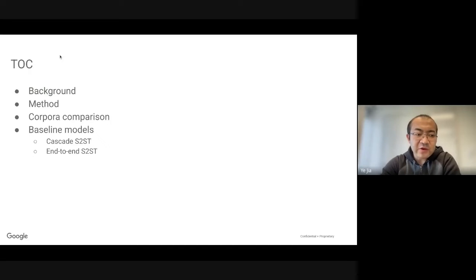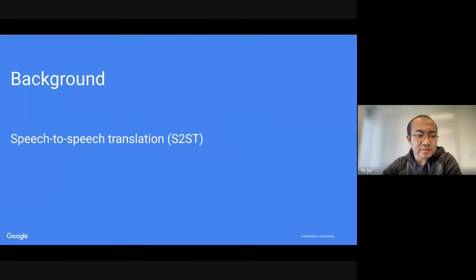So I'm going to talk about the background on speech-to-speech translation, then how we construct the CVSS corpus, and then I'll do a comparison among public speech-to-speech translation corpora. And finally, I'm going to cover the baseline models we built on CVSS, including cascade speech-to-speech translation models and the end-to-end direct speech-to-speech translation models. So let's start from the background.